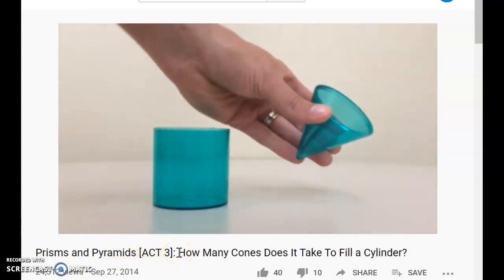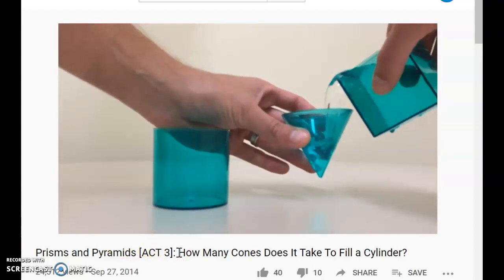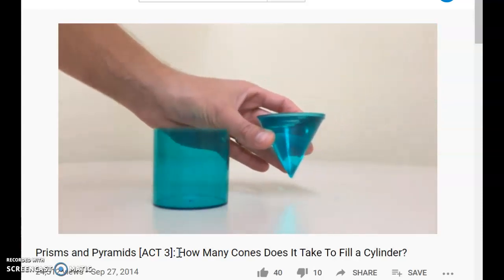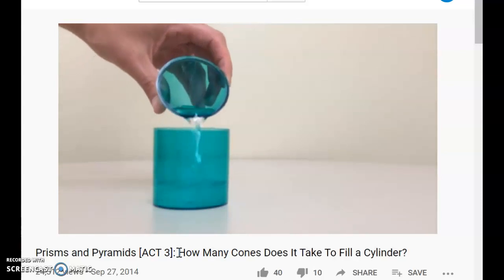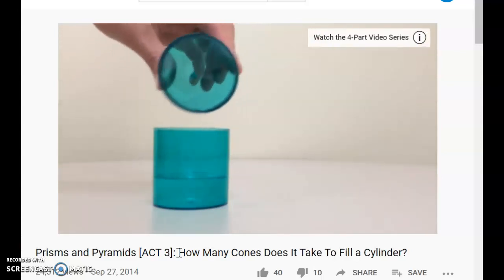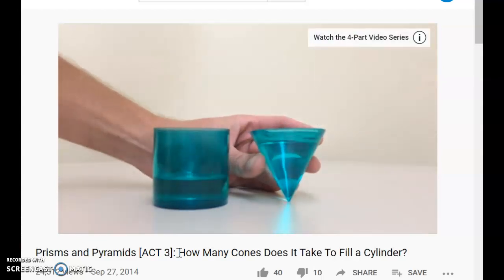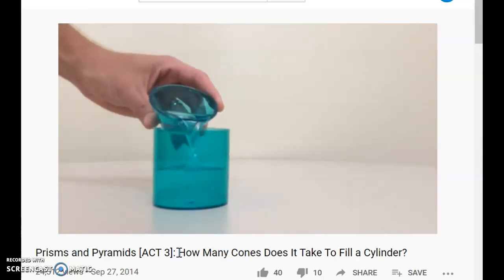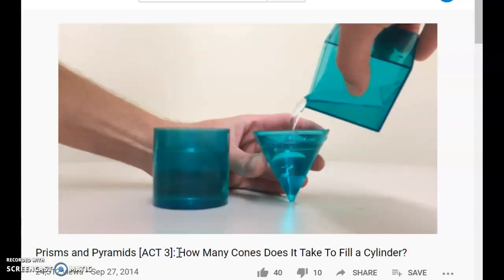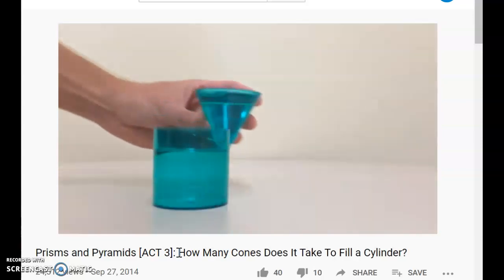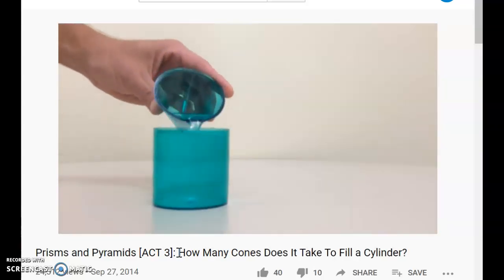So he's getting the cone and filling it with water, and he's pouring that volume of water into the prism. That's the first cone. He does that with the second cone. Again, they have the same height and same radius. And finally the third cone, and it fills up to the tip.